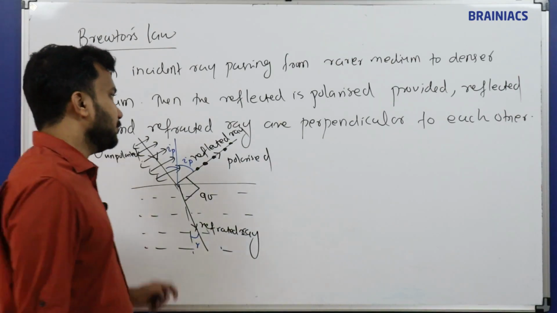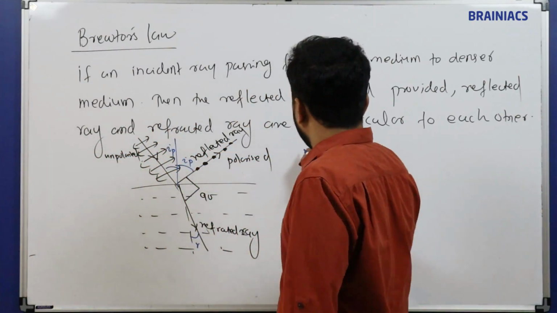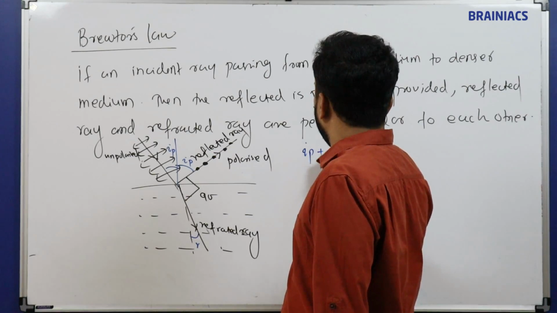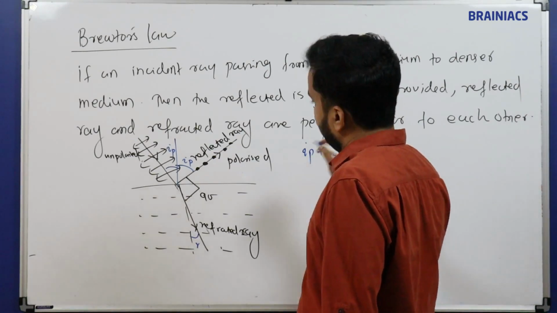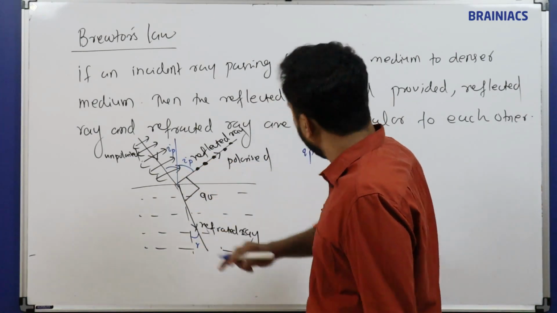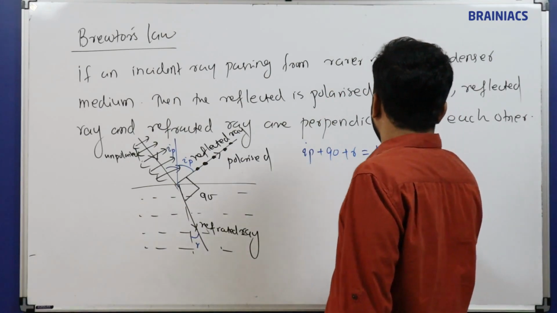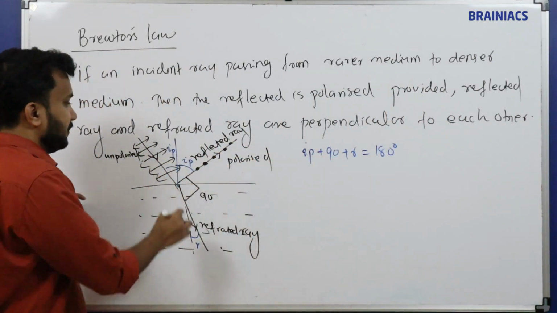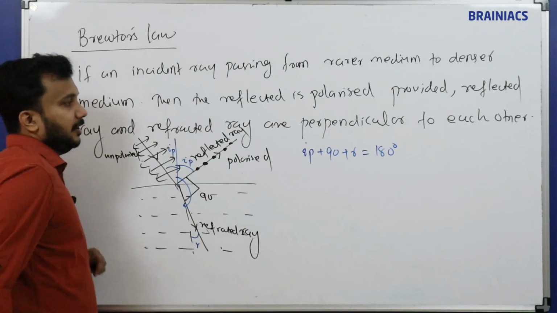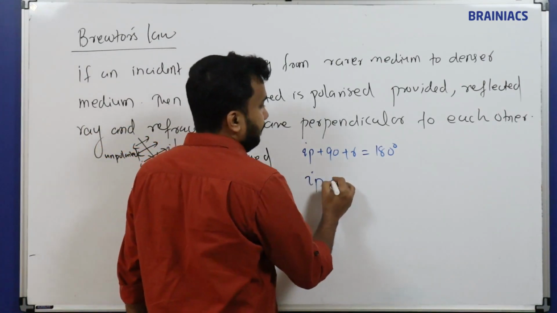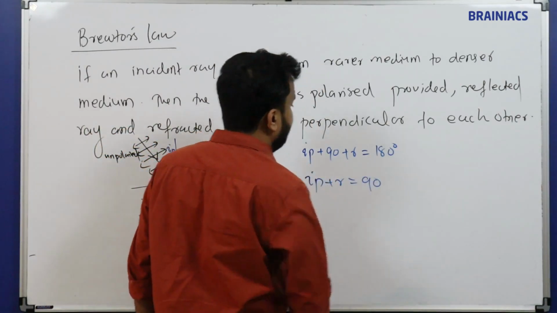Now from this, I am writing IP plus 90 plus R, a total of IP plus 90 plus R, is equal to 180 degrees, because this is a full half circle. This full half circle is 180 degrees. I can say IP plus R will be equal to 90 degrees.